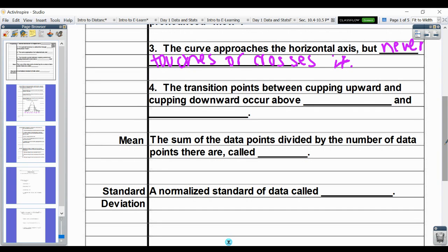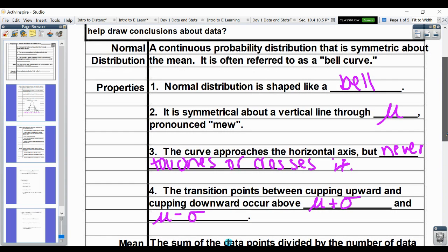We have what are called transition points between cupping upward and cupping downward. If it's cupping upward, then it'll be between what's called mu plus sigma and mu minus sigma. I will go back, I'll scroll back up in case you need to pause and write any of this down.